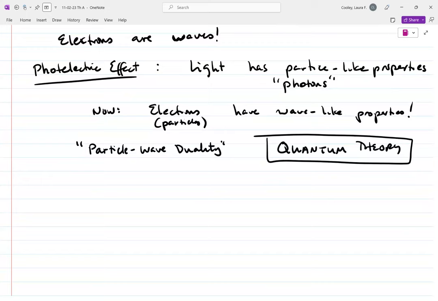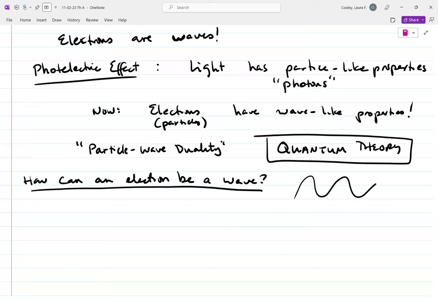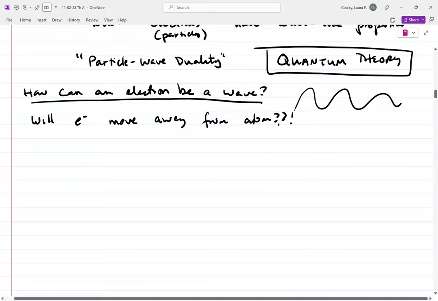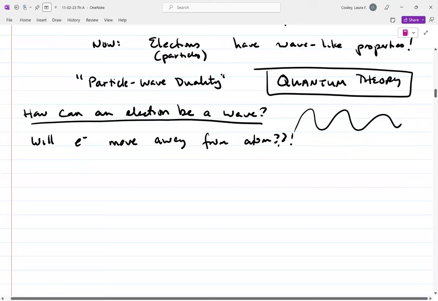Okay, what do waves do? Do waves stay in the same place? No, a wave goes. It starts here, it goes here, it ends up over there. So if an electron is a wave, how is it going to be that it can stay with an atom? So that's the first problem. How can an electron be a wave? Will the electron move away from the atom? So there's really a lot of questions here that are kind of perplexing. So scientists started to think about what type of wave an electron would have to be. So we need a wave that stays put, that stays in place.